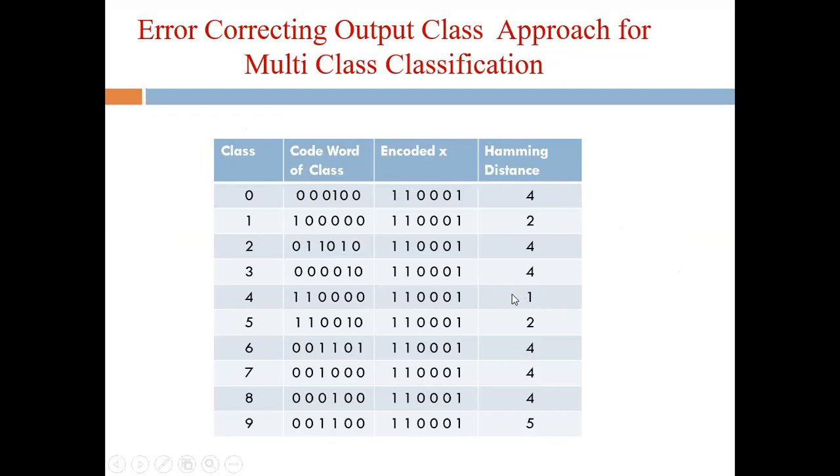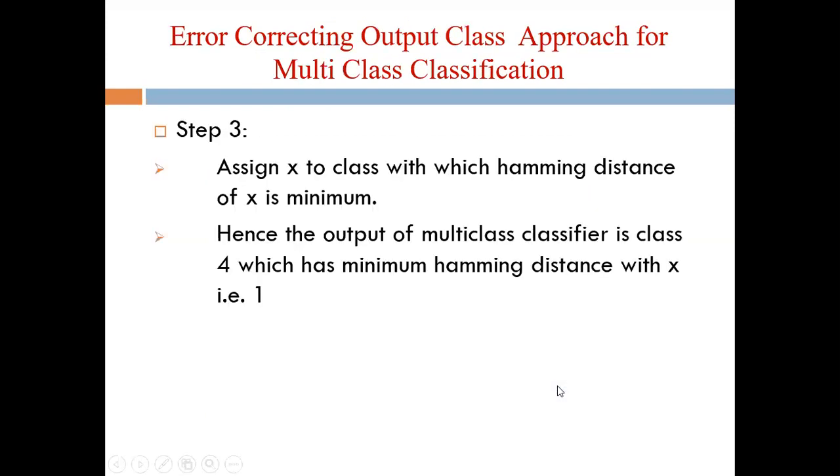So how is this 1 calculated? We have compared the bits of class 4 and this test instance X, and we found that there is a difference in only the last bit of these two words, the class 4 code word and the code word of X. Because of that, the Hamming distance between them is 1. The Hamming distance of X is minimum to class 4. Hence, we classify the test instance X to class 4.